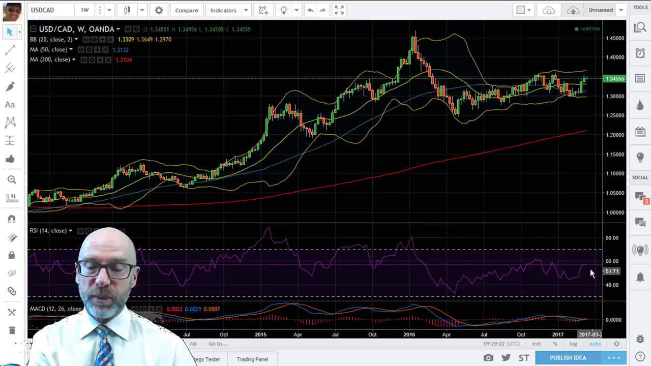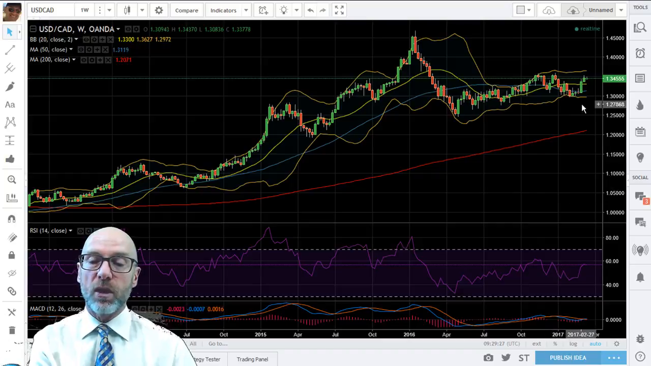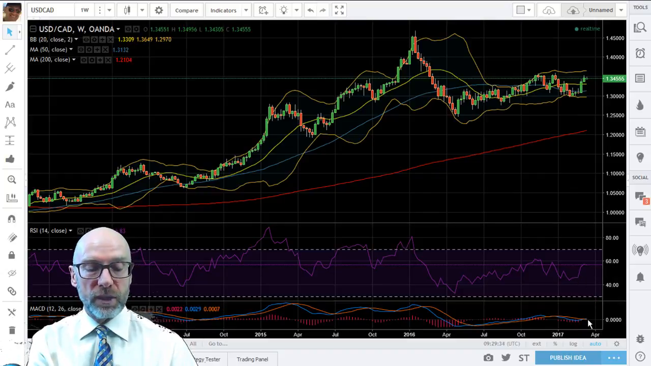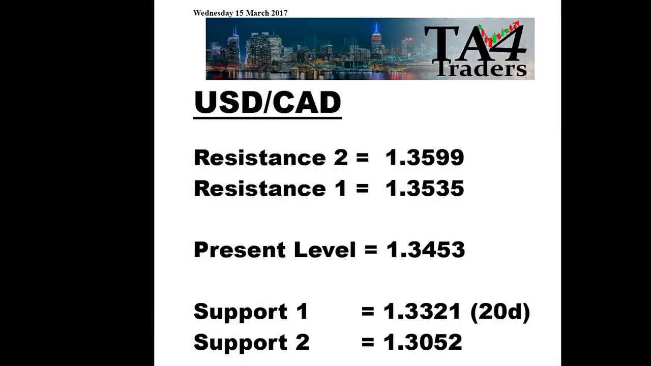RSI is back above 50, but as I said, not only is the market hitting resistance, but the RSI as well is hitting resistance there. MACD just going flat. On the support resistance levels, you can see resistance at 135.35 and 135.99, those resistance levels that we've seen, and the support coming in at that 20 day, which is tracking up quickly at 133.21 and then at 130.52.